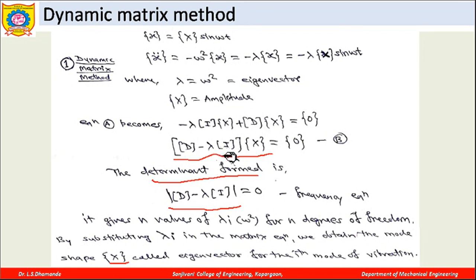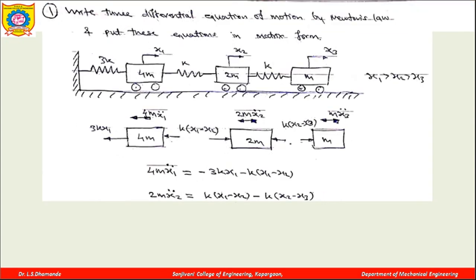So if I put the second natural frequency, or the second value of lambda, into this equation, I get the second mode shape, and so on. Now let us see some example of how we can write the differential equation in matrix form for the given system.